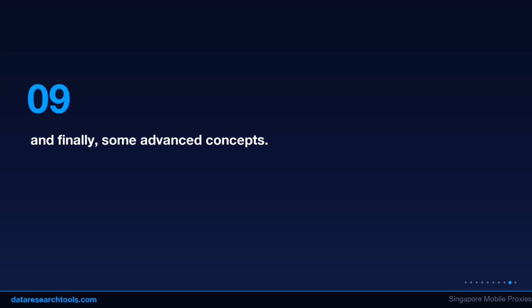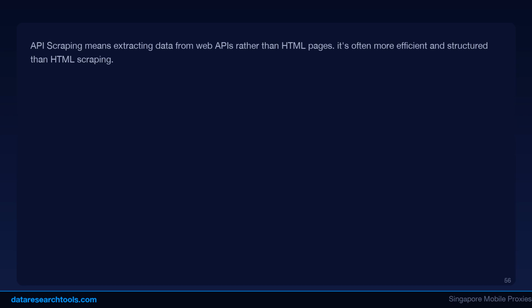Pagination is the practice of splitting content across multiple pages. Scrapers must handle pagination to collect complete datasets. Infinite scroll is a web design pattern where content loads continuously as the user scrolls down. It requires JavaScript rendering to scrape.